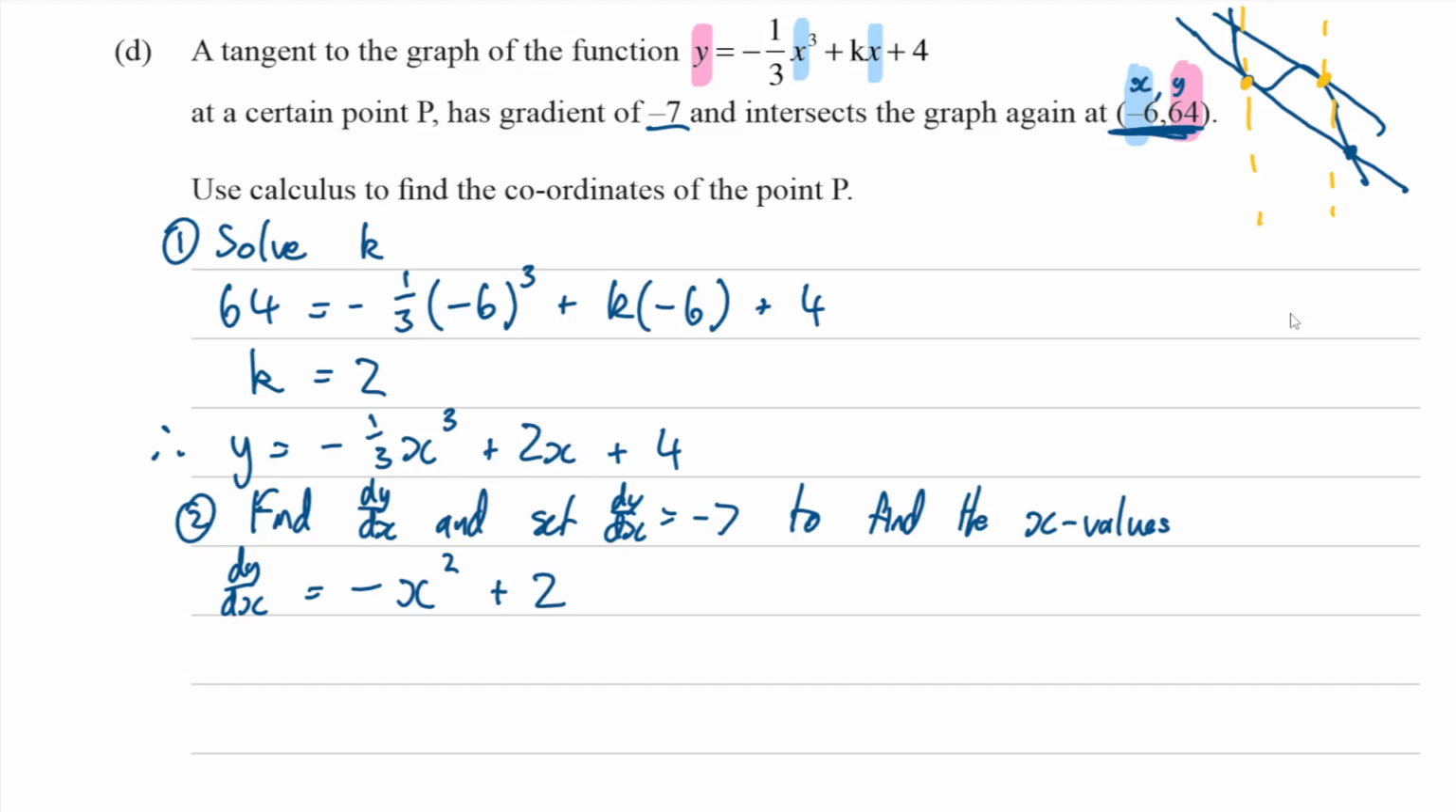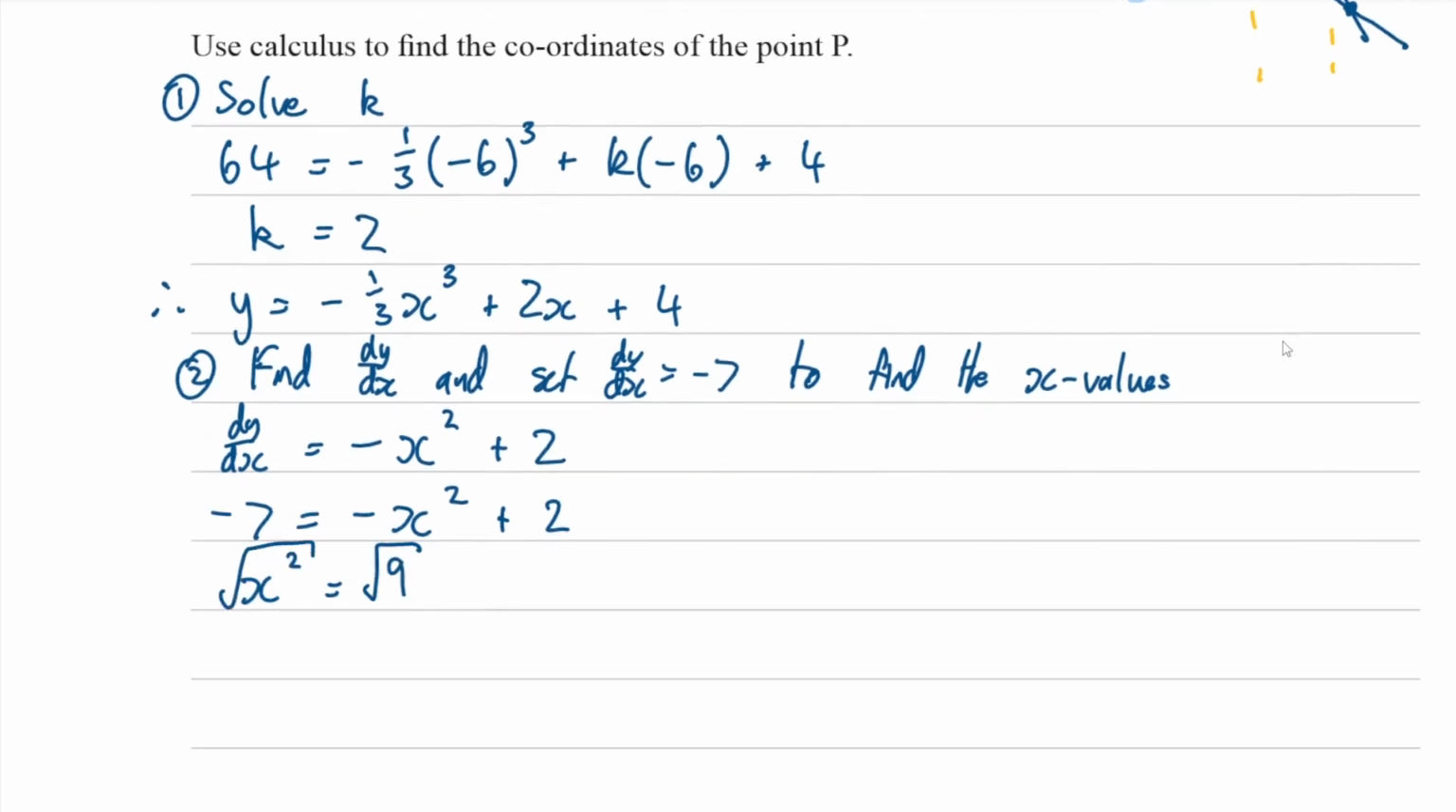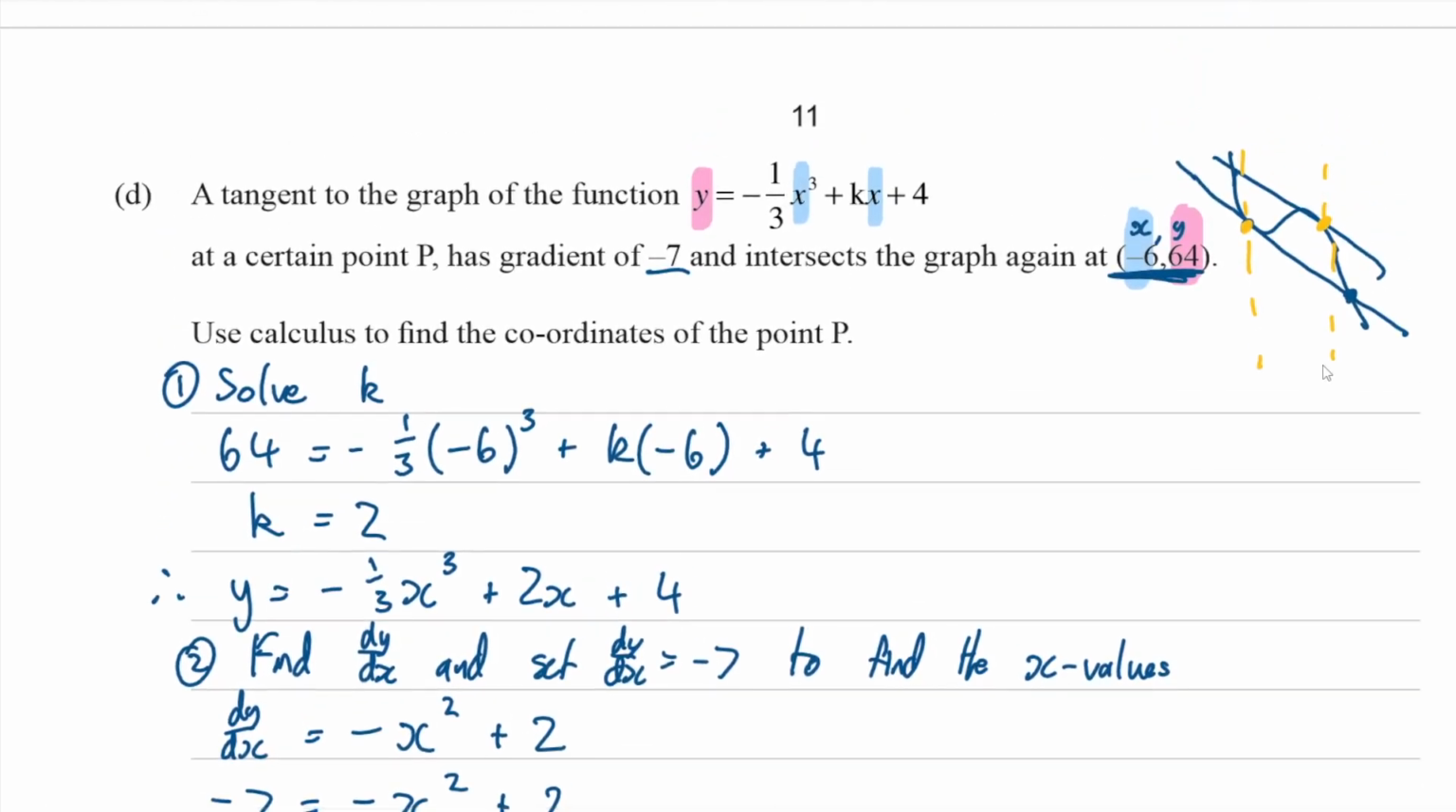Alright, and now we said we need to set that equal to minus 7, because the gradient of the tangent is minus 7. So subtracting 2 from both sides, dividing both sides by negative 1, we get x squared equals 9. So to solve for x, square root both sides. X is plus or minus 3. So again, on our diagram, we know the x values of the intersection point could be at negative 3 or positive 3.